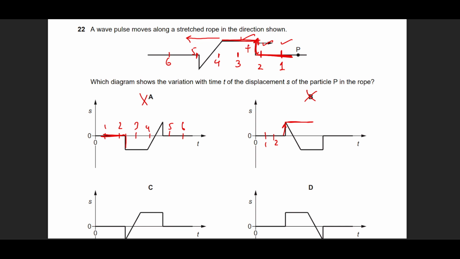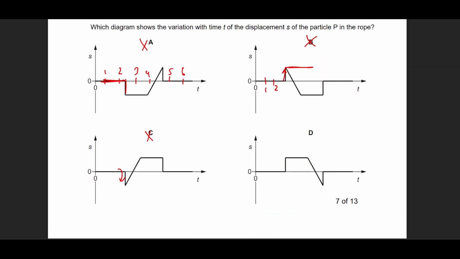Coming to C part, again, in C, we realize that it should go towards a positive displacement after passing at least 2 seconds. It's going towards negative displacement. This option cancels out. Now, D is the correct answer.